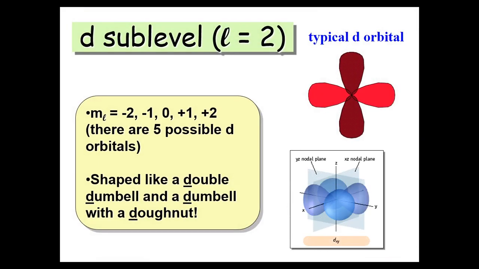With the D sublevel, remember L will equal 2 in the D sublevel. So there's actually 5 different values for M sub L. It'll be -2, -1, 0, 1, and 2. So there's actually 5 different ways the D orbital will be oriented in space. These are shaped like a double dumbbell. There's also one that looks completely different, shaped like a dumbbell with a donut. So in the next slide, I'm going to show you these 5 different d orbitals.